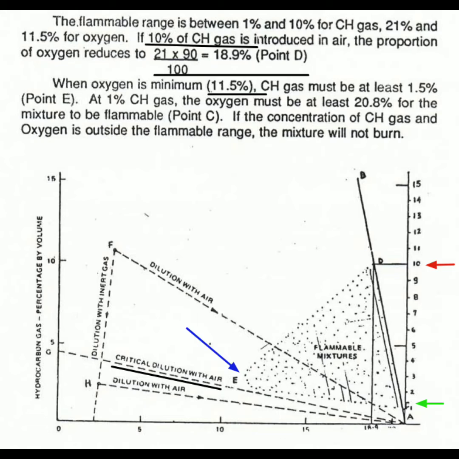At point D we have 10% of hydrocarbon. So the percentage of oxygen has to be 90% of the maximum percentage of oxygen that we can have, which is 21%. The calculation you can see on the top part of the diagram: 21 into 90 by 100 is 18.9%. That is, for a point on this diagram which has 10% of hydrocarbon, the corresponding percentage of oxygen has to be 18.9%. That gives us the coordinates for point D.